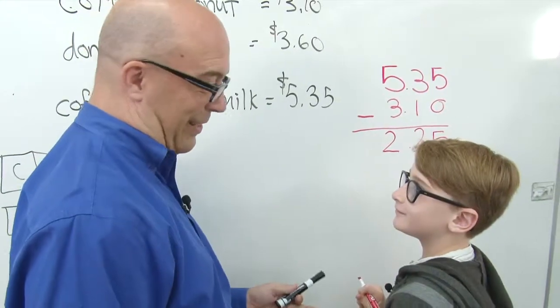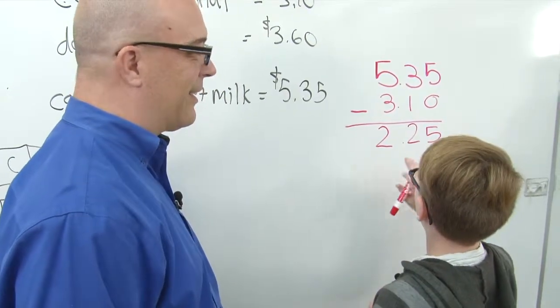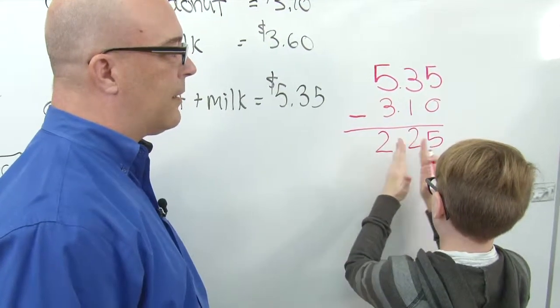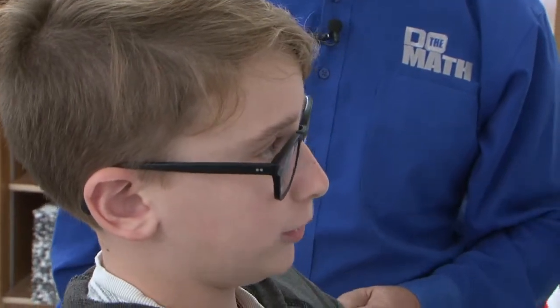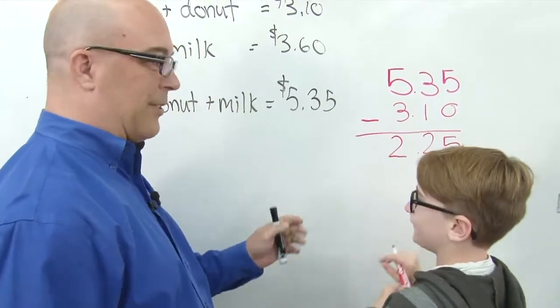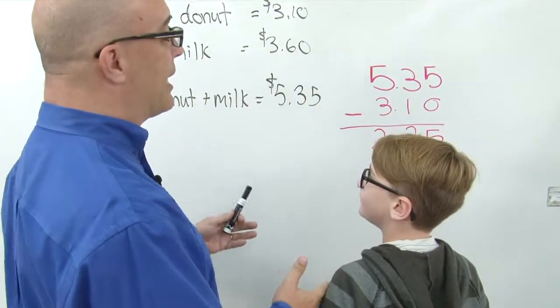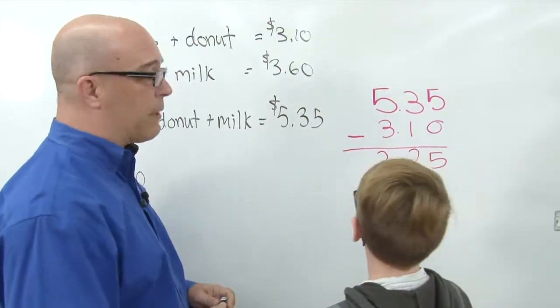Why is it really there? So that we can divide the actual dollars from the cents. Right. Okay, so that's why it's there. I mean, it may look nice and fancy, but it is there for a specific reason. Okay. So you're saying that the milk is going to cost $2.25.